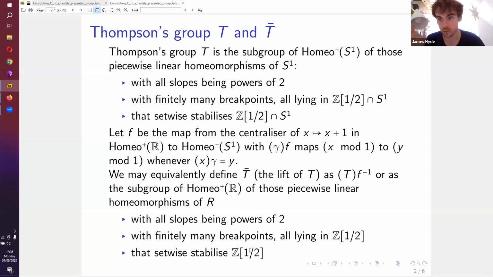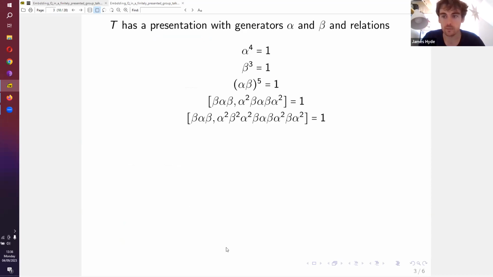So T is the one of the circle, and that's finitely presented and simple, which is a nice fact. And T bar is the one of the line, which is finitely presented, but it's not simple, but it is perfect. It's not simple because it has the translations by 1 as a center. So that's definitely a normal subgroup. Okay, no questions? I'll probably give an example of some elements in a moment. T bar has this very nice presentation, just 5 relations.